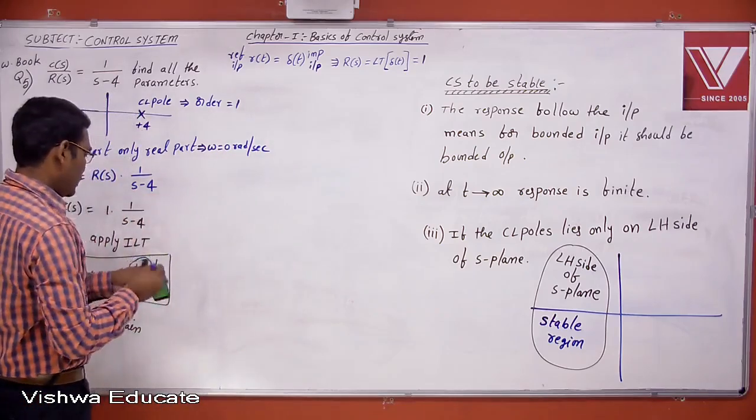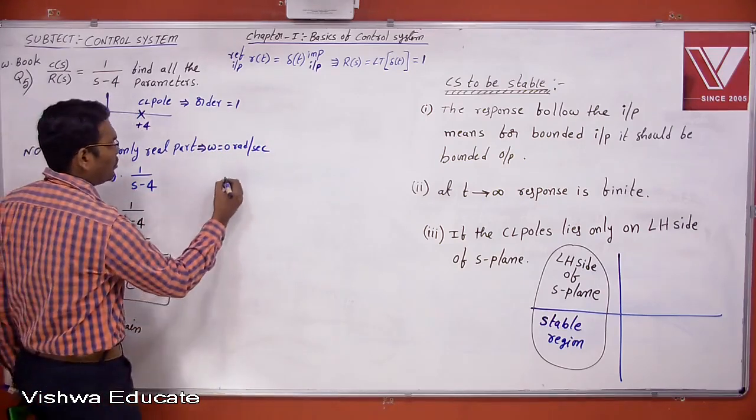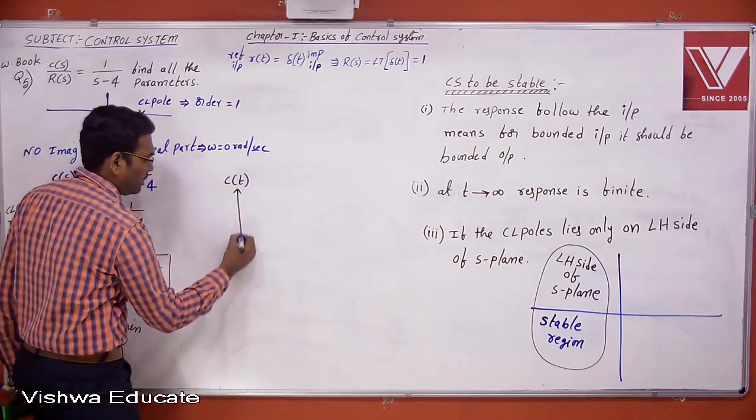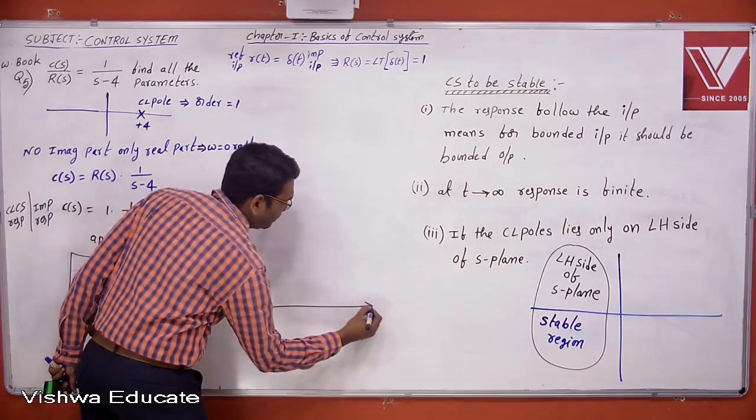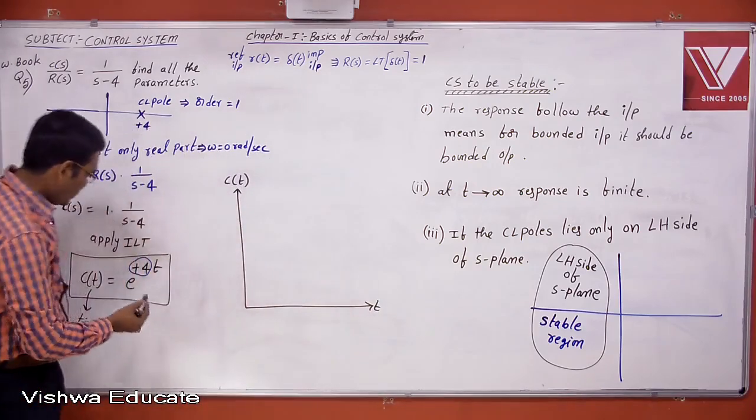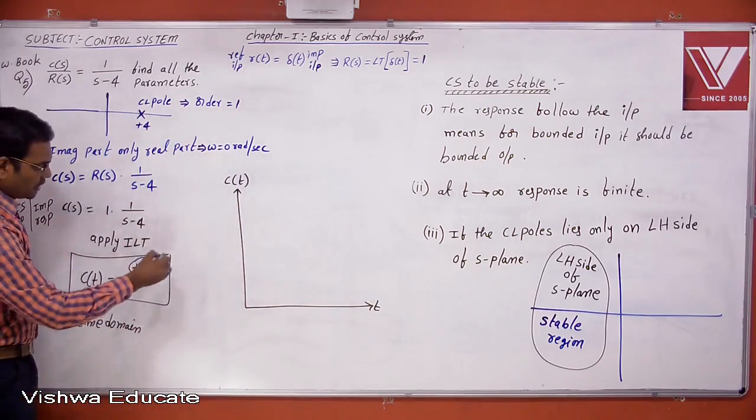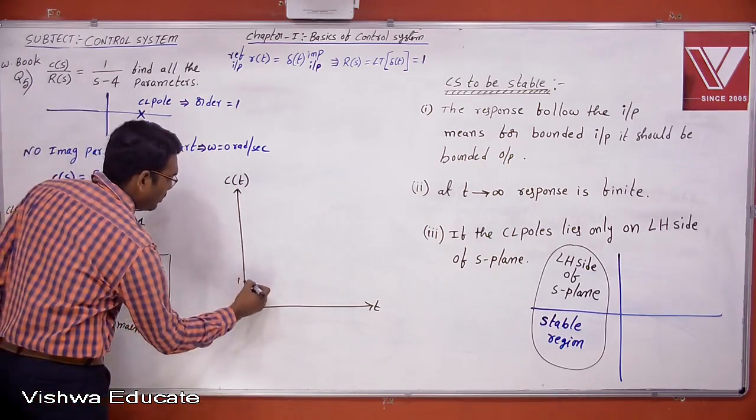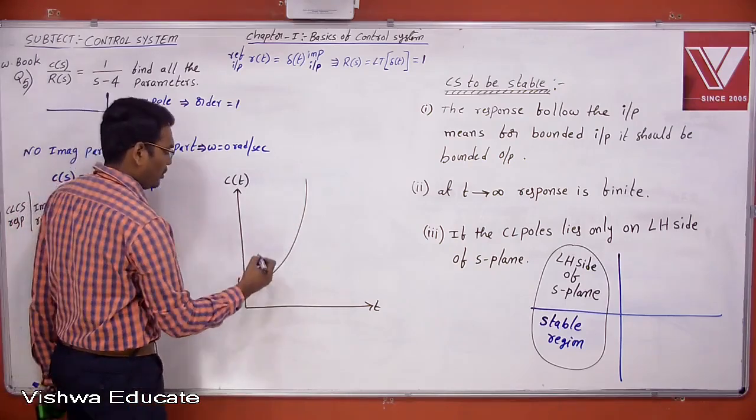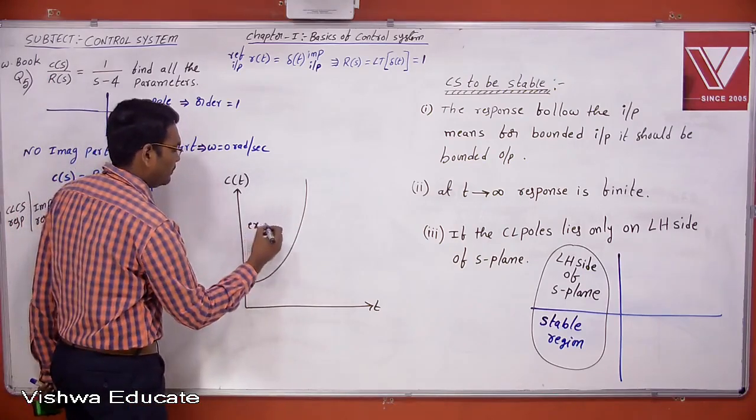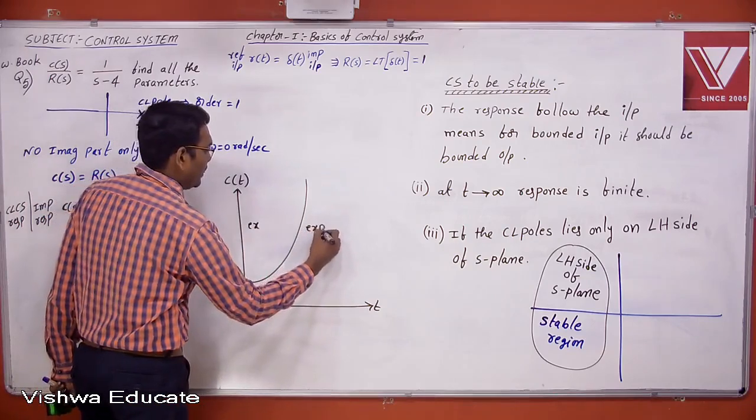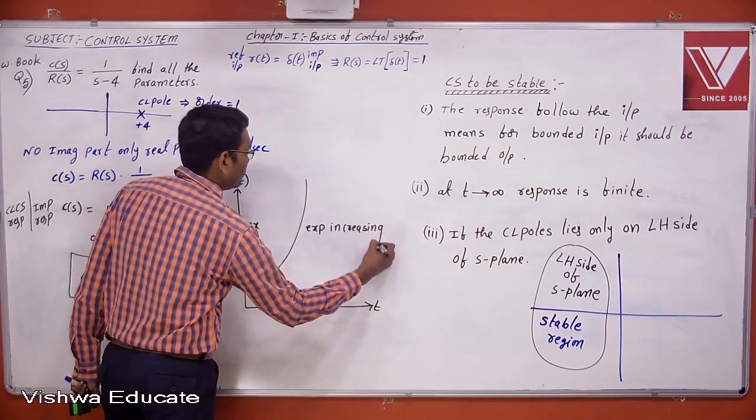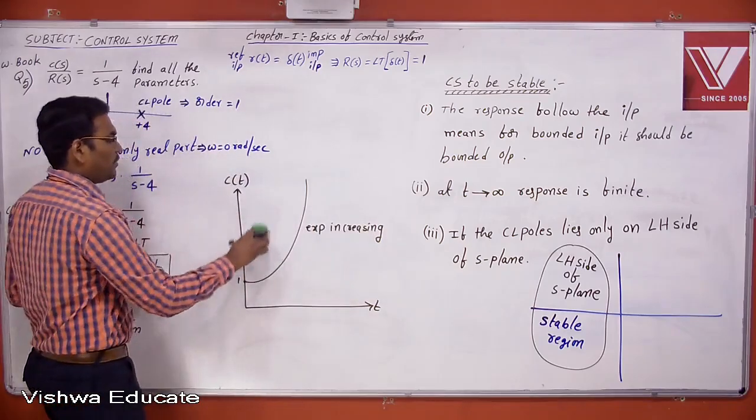Now, what is the response? This is the closed loop control system impulse response in the time domain. If you draw this response, it is exponentially increasing. At t = 0, e^0 = 1, and then the response is exponentially increasing.